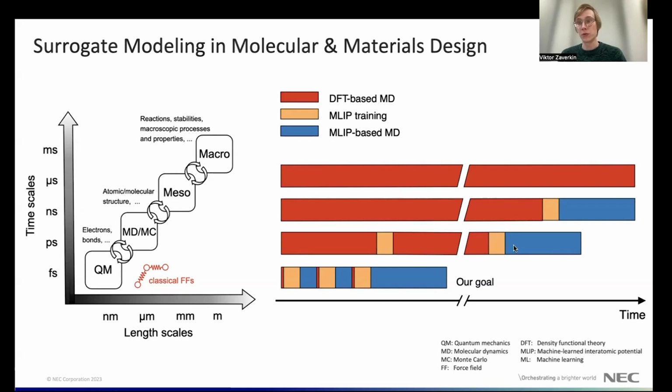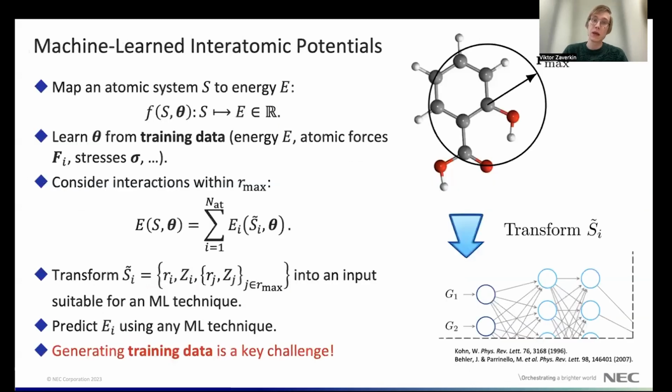What we propose in our work is to replace the DFT-based explorative simulations by those run using the intermediate surrogates, but more on that later, after I explain how we construct machine-learned interatomic potentials and why data plays an important role for these.